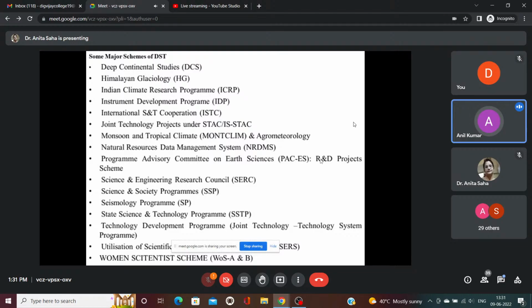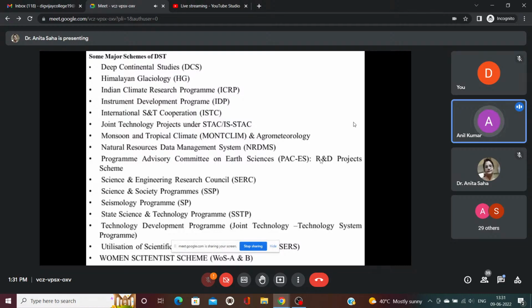Agrometeorology, Natural Resource Data Management Scheme, Program Advisory Committee on the Earth Science, R&D Project Scheme. Thereafter, Science and Engineering Research Council, Science and Society Program, Seismology Program, State Science and Technology Program, Technology Development Program, and then Women Scientist Scheme Program. And in the DST, there are so many programs in which the people from the science field and the arts field and social science field can coordinate with each other and can apply.